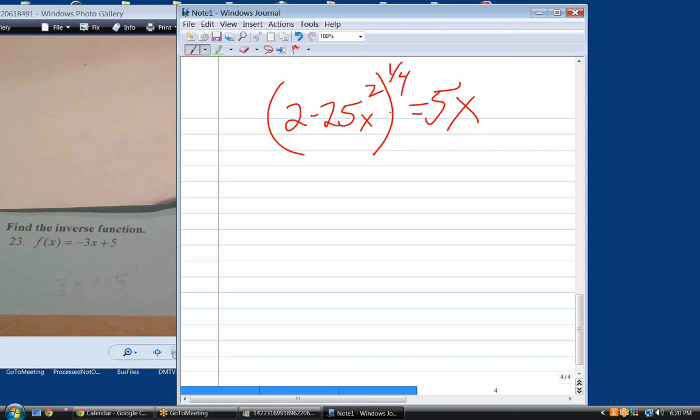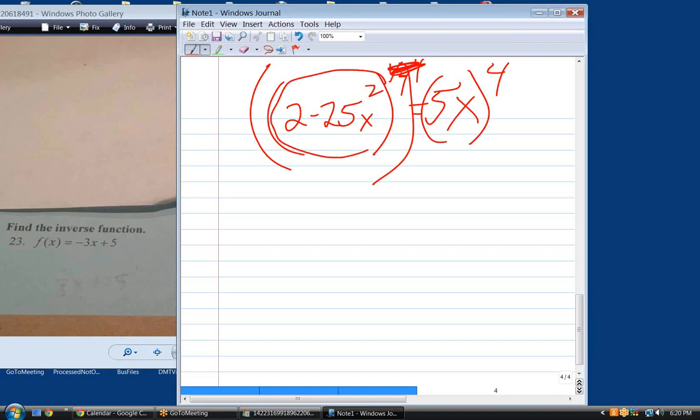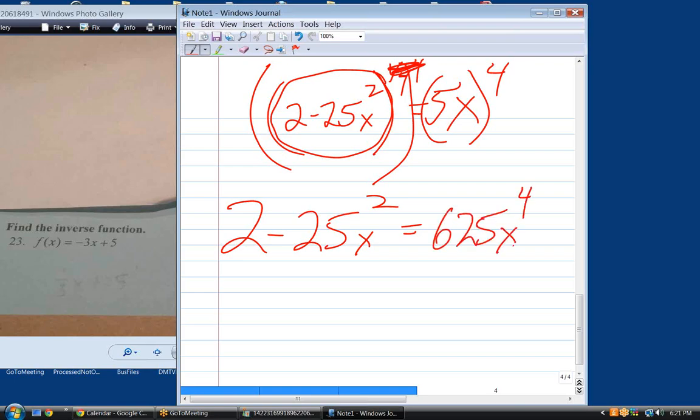Do you just multiply both sides by 4? No, I would exponentiate both sides to the 4th power. In other words, I've got to take the whole left side to the 4th power, and the whole right side to the 4th power. Now I can multiply that 4 by 1/4, and I'm left with that. So I have 2 minus 25x squared equals 625x to the 4th.